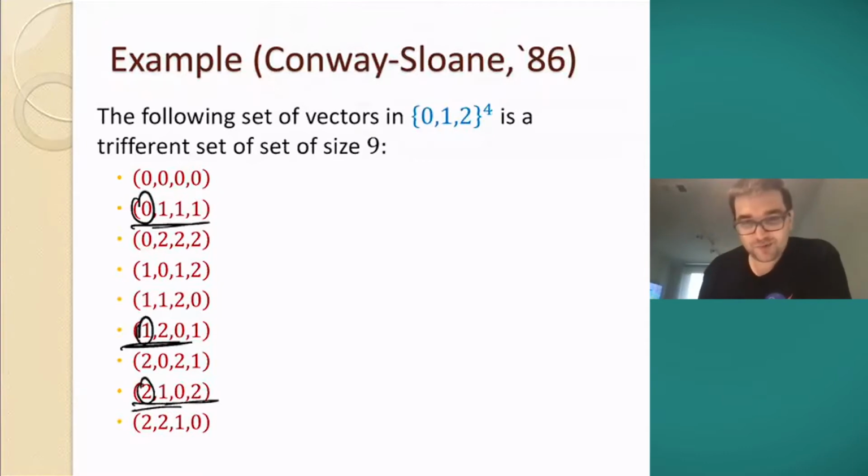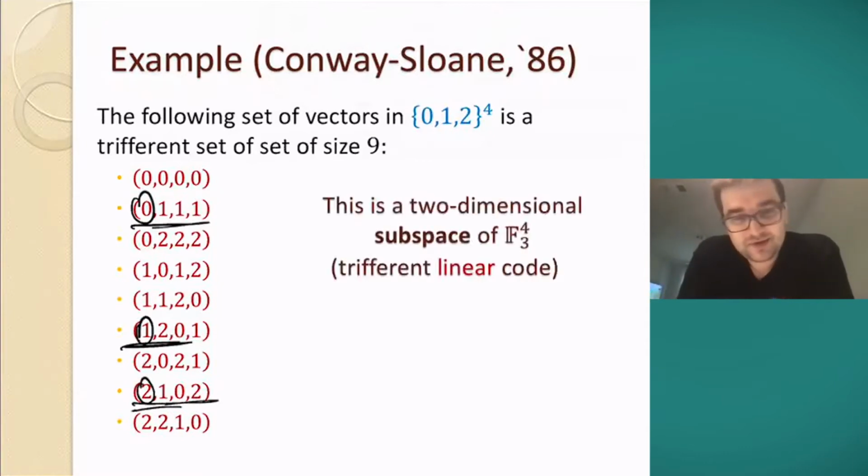Perhaps a less obvious property that it has is that this is actually a 2-dimensional subspace of F3 to the 4. In fact, Conway and Sloane were interested in linear Trifference codes. So these are codes that, when you regard the set 0, 1, 2 as the finite field with 3 elements and you incorporate this vector space structure, well, it's also a worthy object to study: linear Trifference codes, so Trifference sets that are subspaces. And so it's an interesting question how large they are as well.